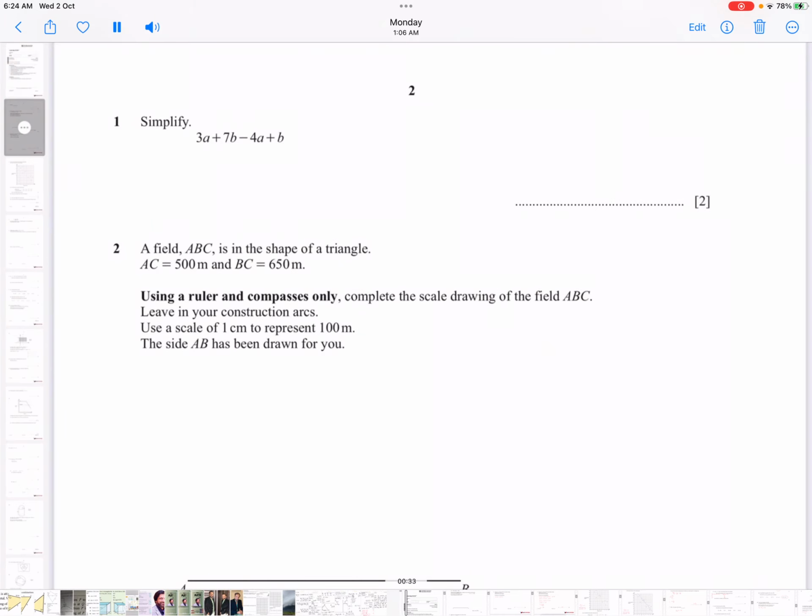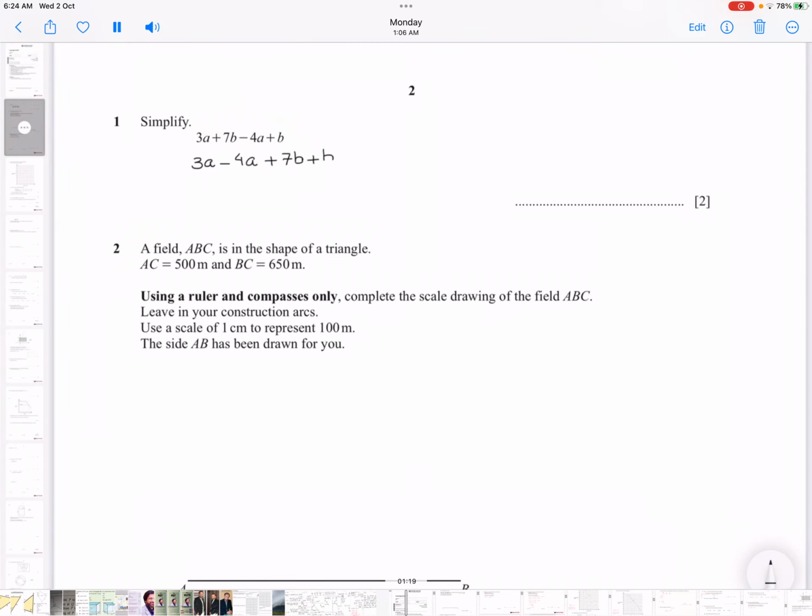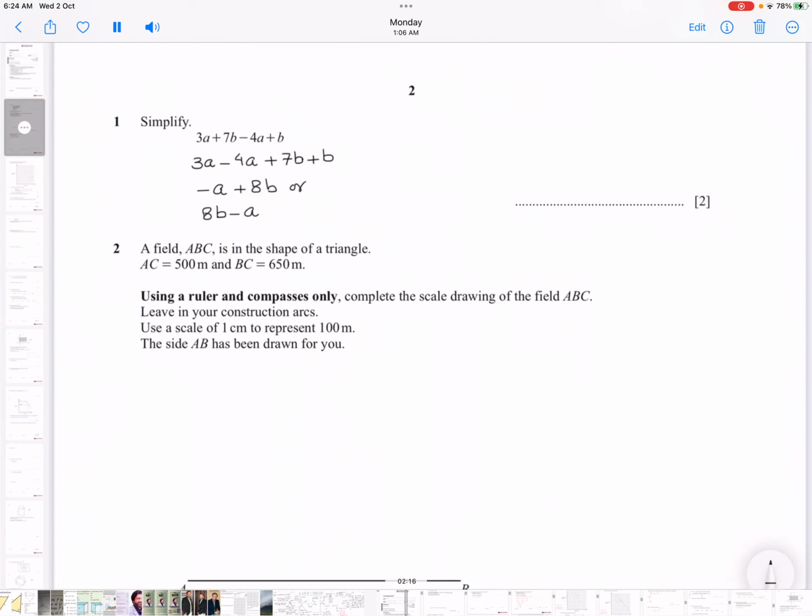Our question number 1 is very simple. It says simplify 3a + 7b - 4a + b. So collect the like terms and then solve it. You write 3a - 4a + 7b + b. So 3a - 4a is -a, plus 8b. Or you can write 8b - a. This is your answer for the first question.